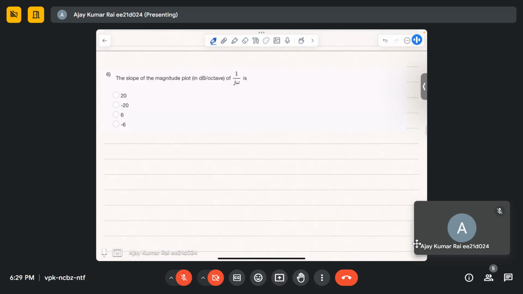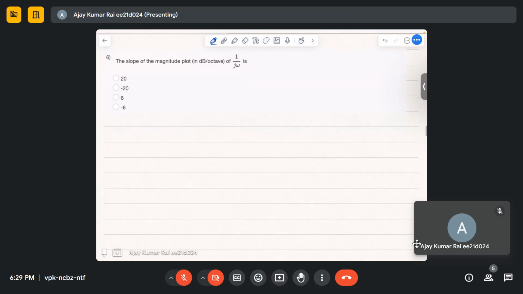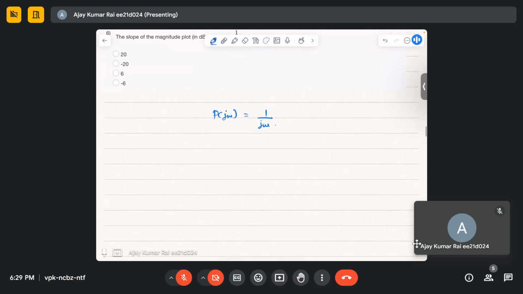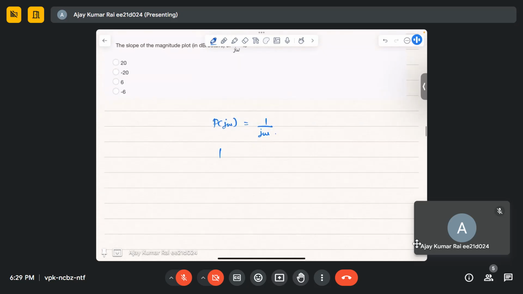The slope of the magnitude plot of 1 by j omega. Oh, you have to find the slope. So we are given this function. What is the magnitude? How to find the magnitude of this? Which will be equal to 1 by omega, right?